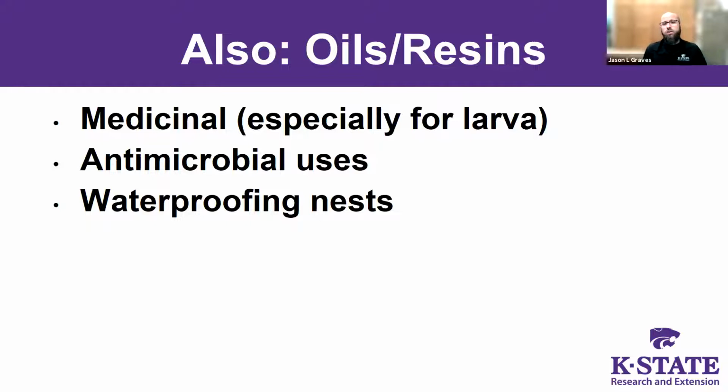Bees are also collecting oils and resins. I'm not going to go into this in depth, I just want to mention it because as those native bees are out on our flowers, they're not just collecting pollen and nectar, they're also collecting oils and resins and plant materials for various uses, because it may be medicinal or antimicrobial for the larvae. A lot of it's for waterproofing their nests. So there are other needs that bees have, and a diversity of plants is essential so that they can meet the various needs that they have to reproduce.